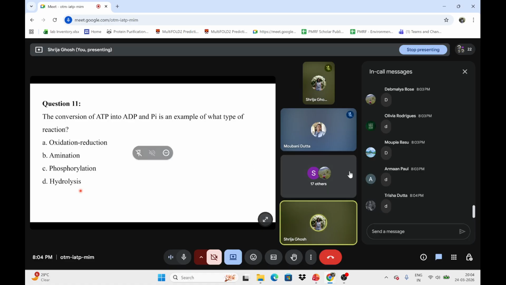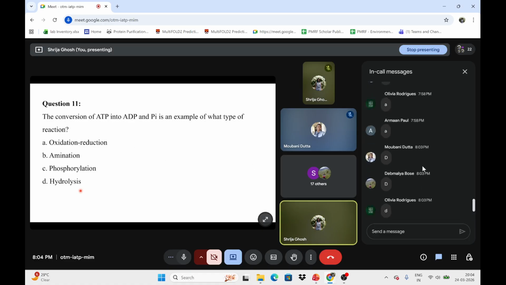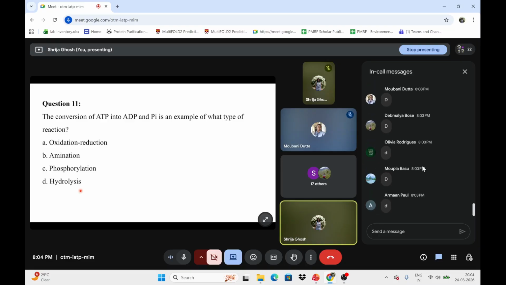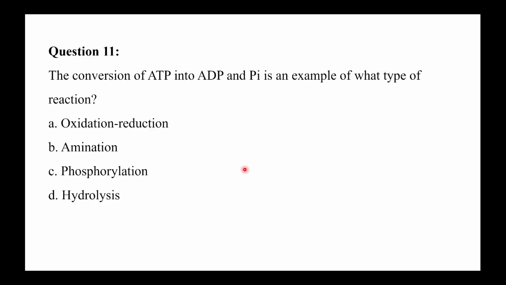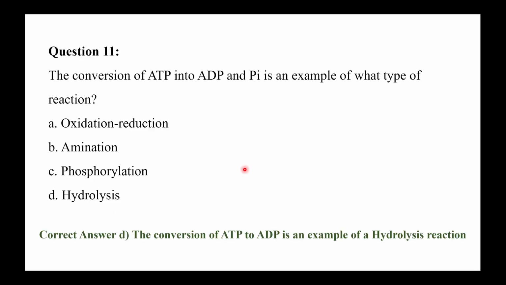Okay, I can see most of you have answered option D, hydrolysis. That is the correct answer. So ATP is converted into ADP and PI by hydrolysis reaction. The other options, oxidation reduction, amination, and phosphorylation, are incorrect. Actually, this is a dephosphorylation reaction, and that dephosphorylation occurs by hydrolysis.